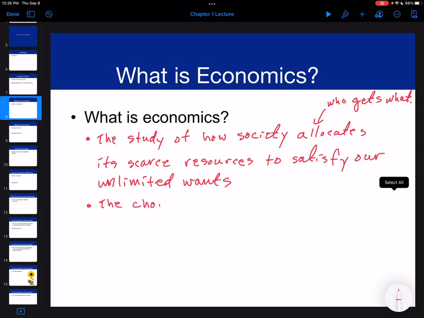The choices are made by individuals. So really we're studying the choices that individuals make when they're confronted with scarcity. Again, we'll talk about that. But that's really what we're studying here in economics: how we navigate the economy around us when we deal with scarcity, and we have to make choices. We have to make choices over our time, over our resources, over the things we have, etc.